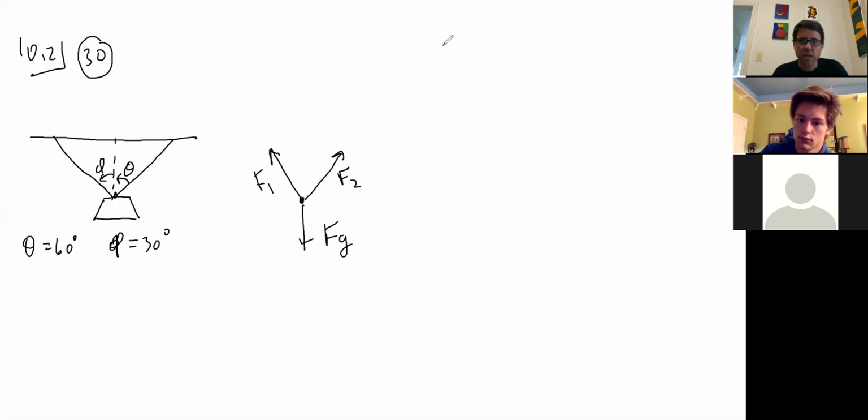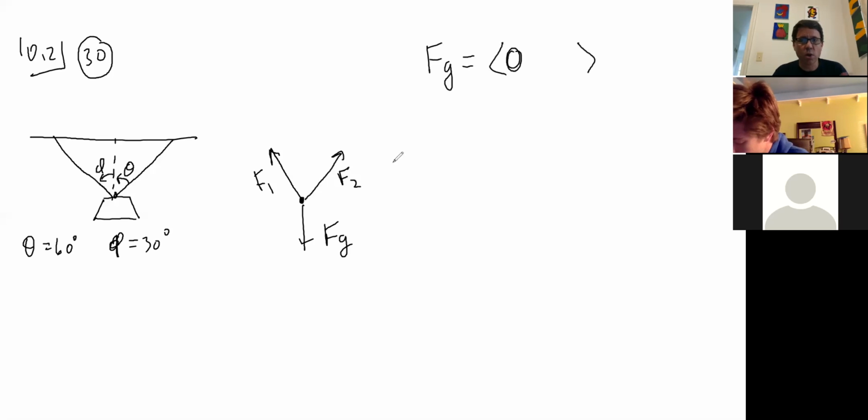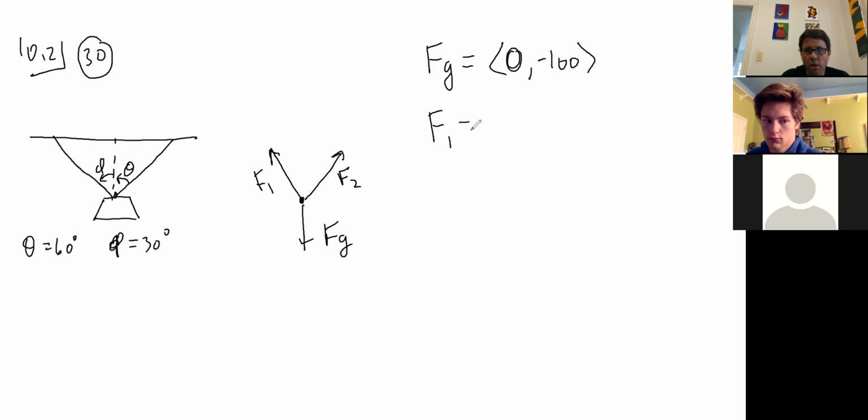So the force due to gravity as a vector is just gravity down. We just have a vector that's pointing down, and that is minus 100. It's 100 pounds, so the force vector is just pointing straight down. Assuming up is plus and down is minus, it probably won't matter, you just have to remember which one is which. Now, how about the force on 1?